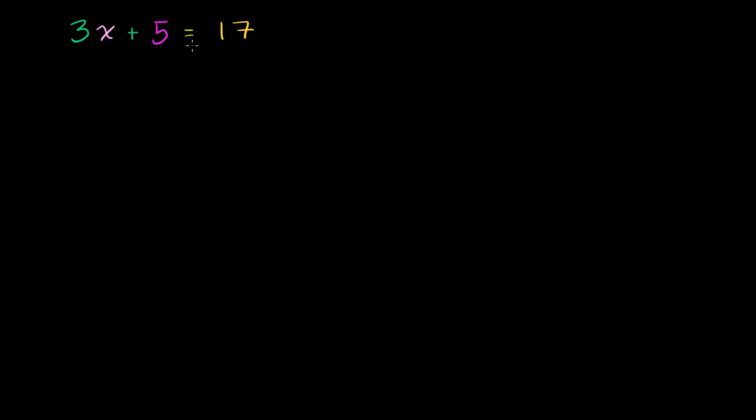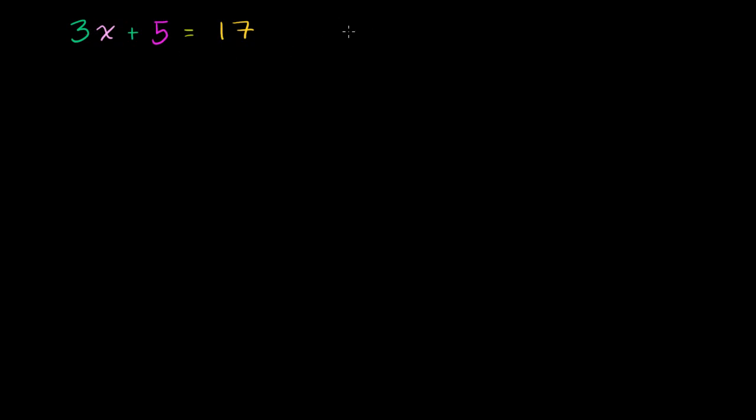If it was just 3x is equal to 17, you could divide both sides by 3 and you would get your answer. But now this 5 seems to mess things up a little bit. Now before we even solve it, let's think about what it's saying. Let's solve it in a tangible way, and then we'll solve it using operations that hopefully will make sense after that.